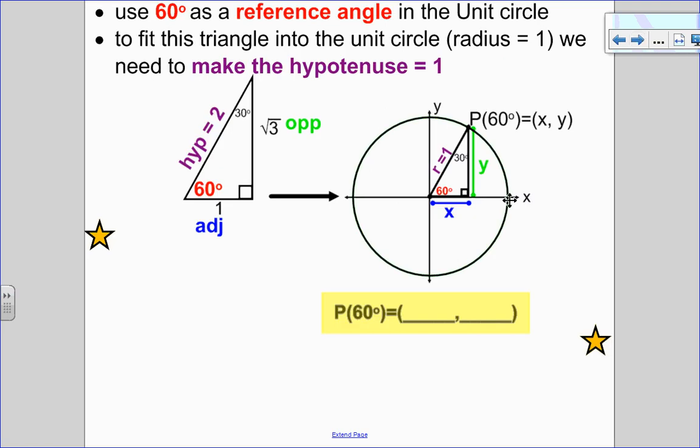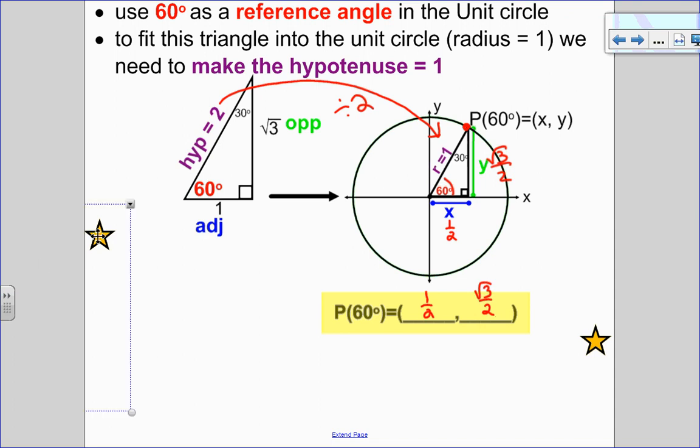Okay, so back to our special triangles from 2-1. We have the 60-degree reference angle. Again, to put it into the unit circle, the radius becomes half as much, so I divide everything by half. This time x becomes a half, so half of 1, and y becomes half of root 3, which is root 3 over 2. So this point on the unit circle at 60 degrees has coordinates (x, y). Along the x, it's a half. Along the y, it is root 3 over 2.